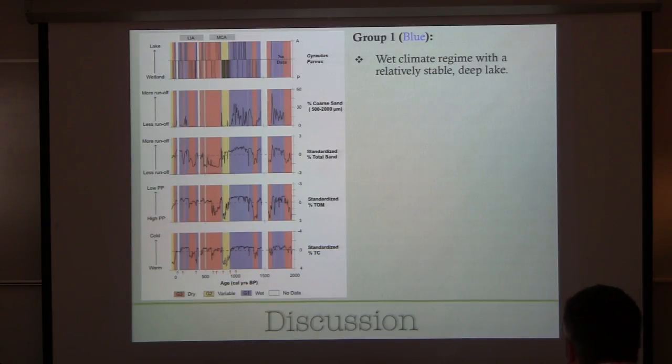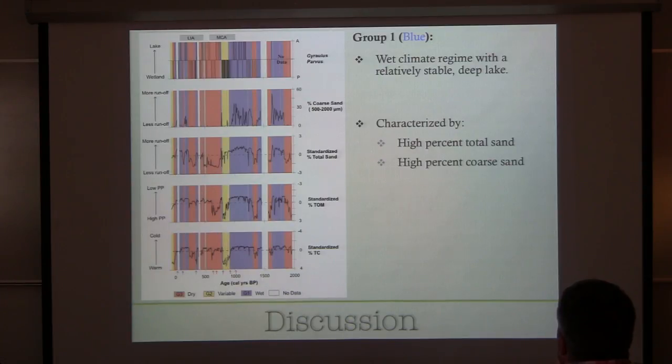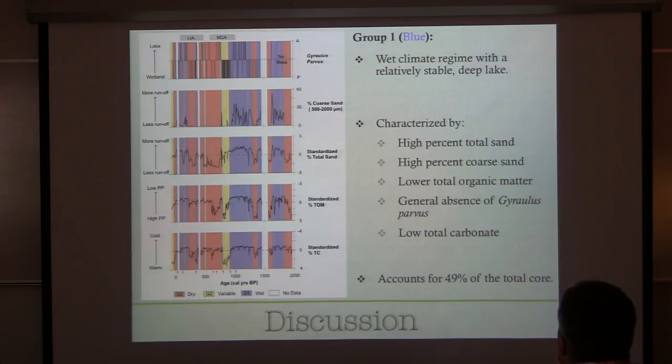All right. So if we're looking at this, the first group, the blue group, we interpreted it as a wet climate regime with a stable deep lake. And we interpreted it as that because it's characterized by high percent sand, high percent coarse sand, low organic matter, a general absence of GP, and low carbonates. And it accounts for 49% of the total core, so a fair amount.